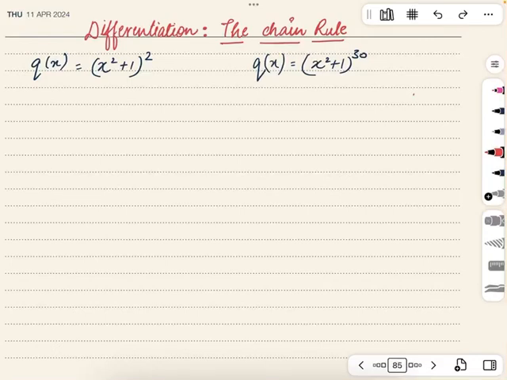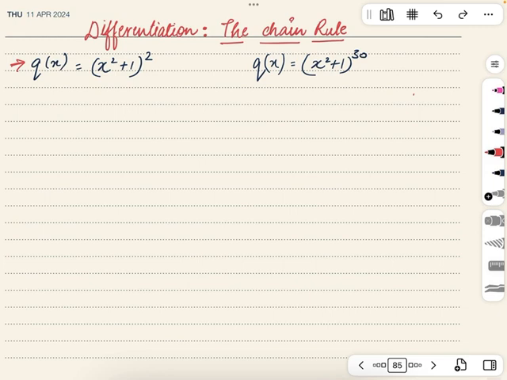Hi everyone. In this video, we are going to learn about the chain rule and why exactly we are using the chain rule if we are using it. So let's see the first question, which is q of x is equal to (x square plus 1) whole square.